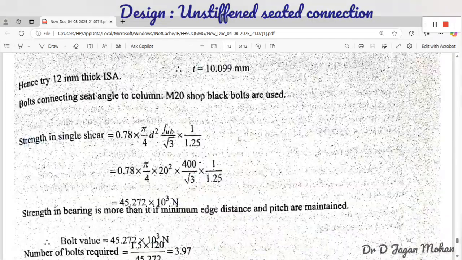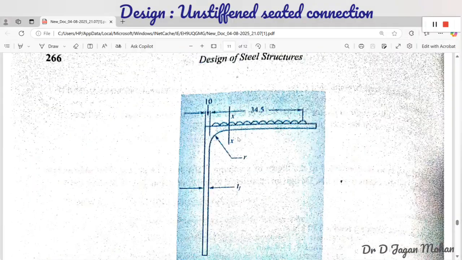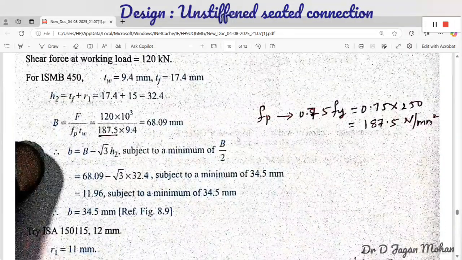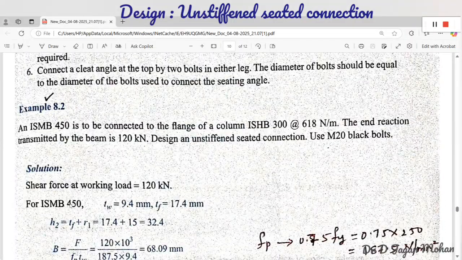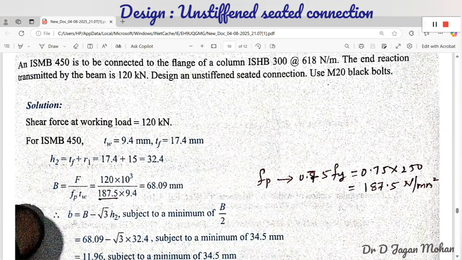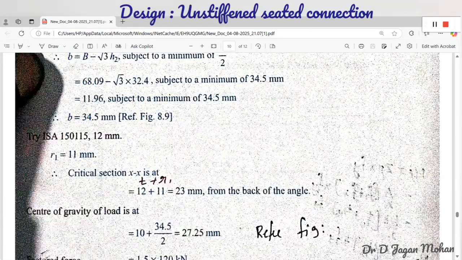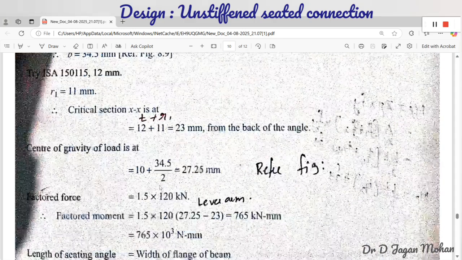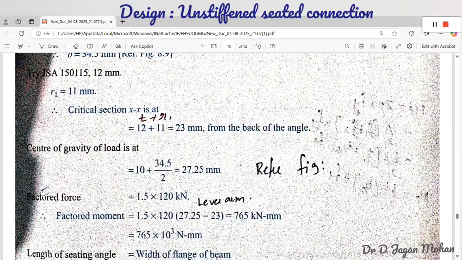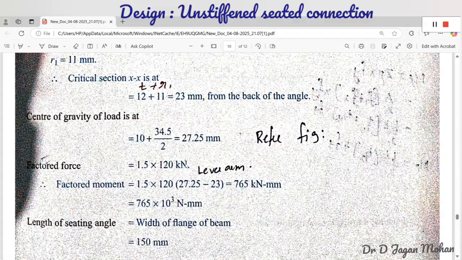So first, what you have done here, you have considered the details of the beam. And H2 value is calculated, capital B is calculated and small b is also calculated. And then afterwards, you have chosen the seat angle. The critical section location you have calculated and the center of gravity of the load is also calculated. Then the factored shear force is calculated. Then the factored moment is calculated.